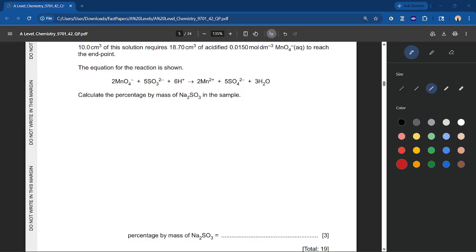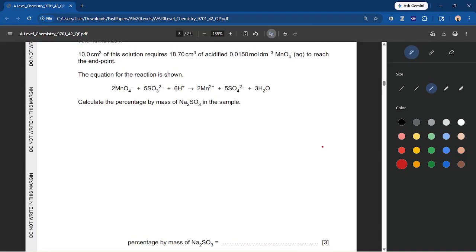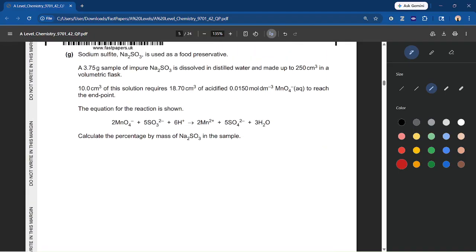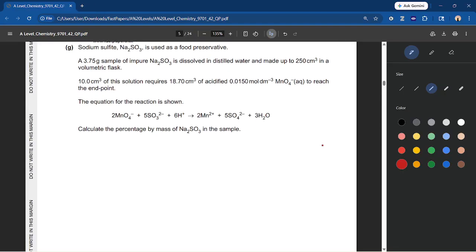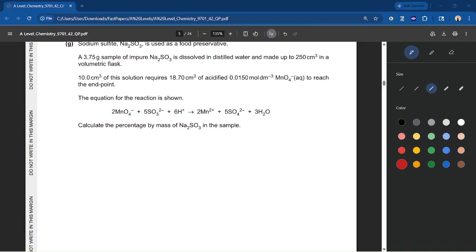So it's a 3-mark mole question, so let's take a look at what we have to do. It's a molar calculation, so let's first take a look at what we have. We have the mass of impure sodium sulfite that is dissolved in distilled water and made up to 250 cm³ in a volumetric flask. So what we first figure out is the moles of sulfite that we have in the distilled water. Nothing too difficult.